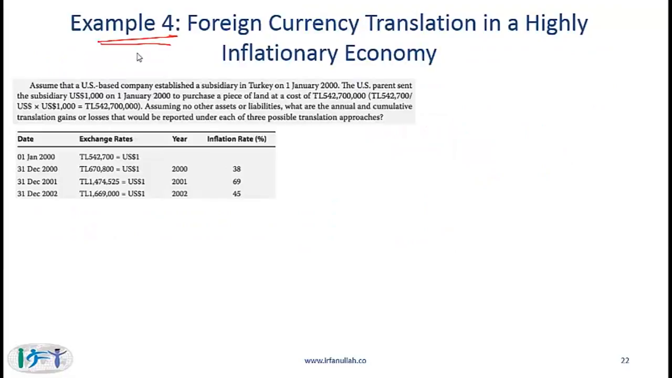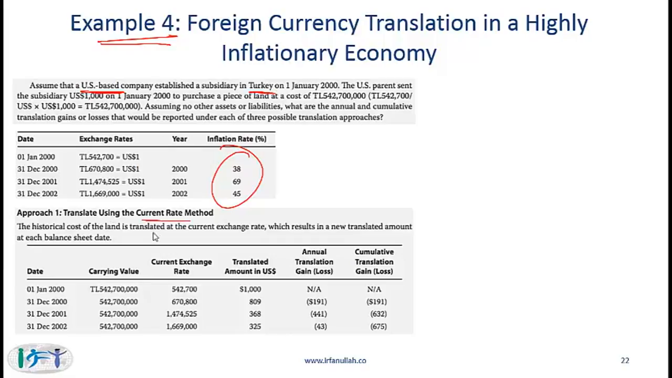Next, we come to example 4, and this is a little bit tricky because the discussion on inflationary economies actually comes later in the curriculum. But here what has been done is an example has been given again with a US based parent company and a subsidiary in Turkey, and we are told that in Turkey we have very high inflation, and then we are asked to translate using the current rate method, and then translate using the temporal method, and then translate using a third method.